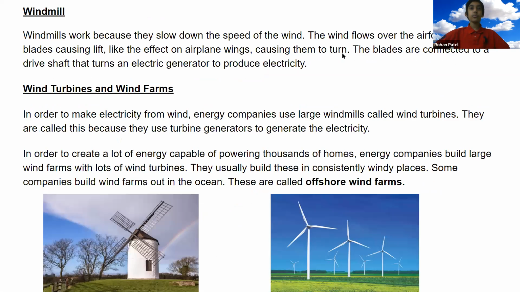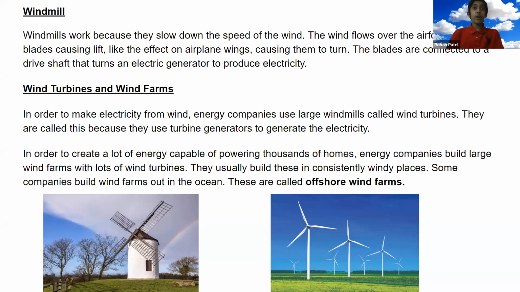Okay. So here's our windmill. Let's talk about how it works. Windmills work because they slow down the speed of the wind. The wind flows over the airfoil-shaped blades, causing lift, like the effect on airplane wings, causing them to turn. The blades are connected to a drive shaft that turns an electric generator to produce electricity.